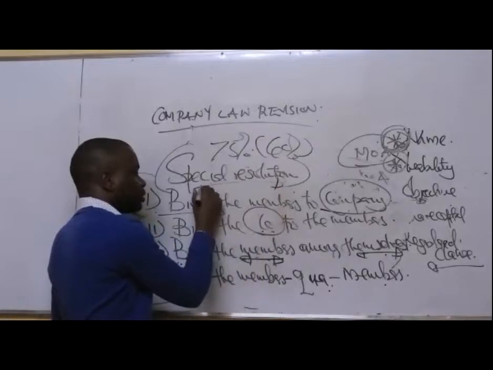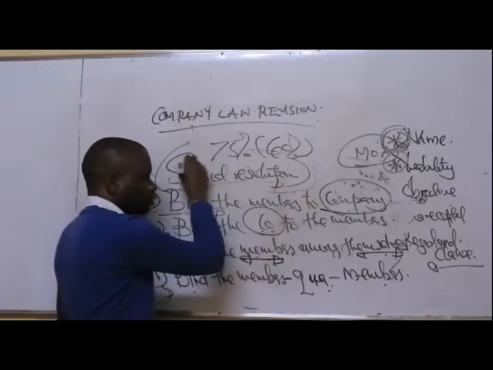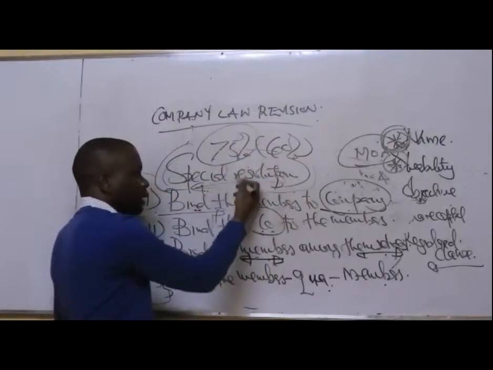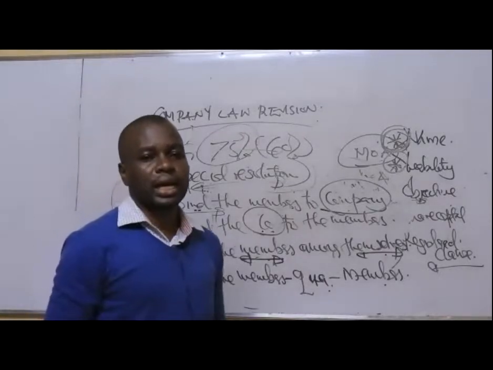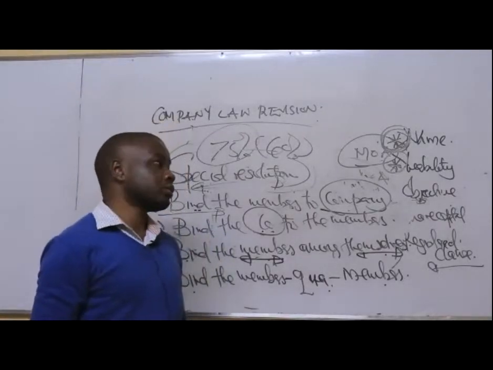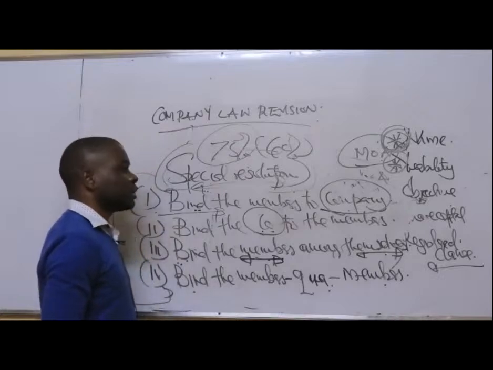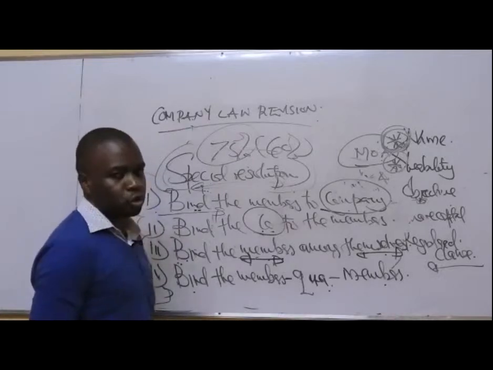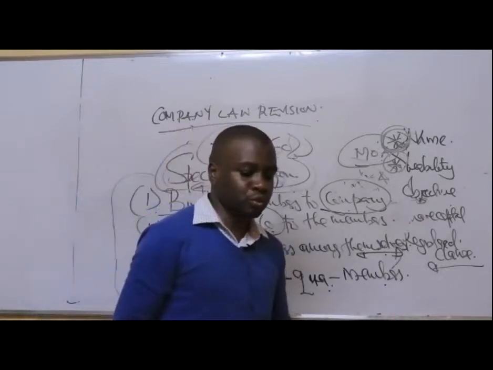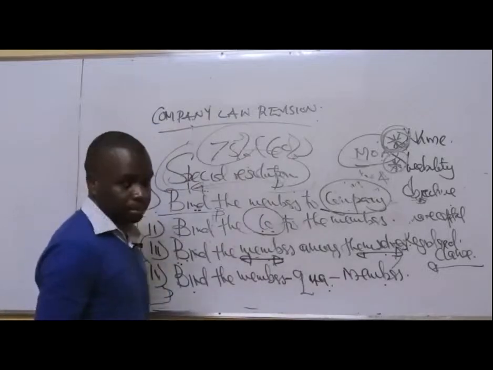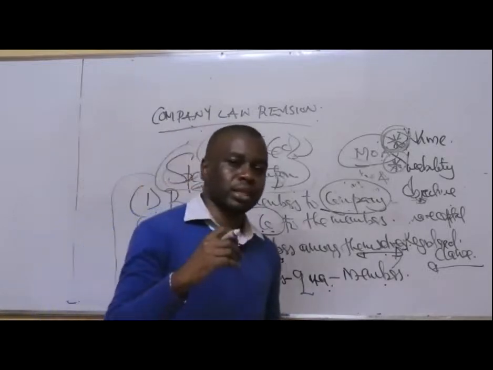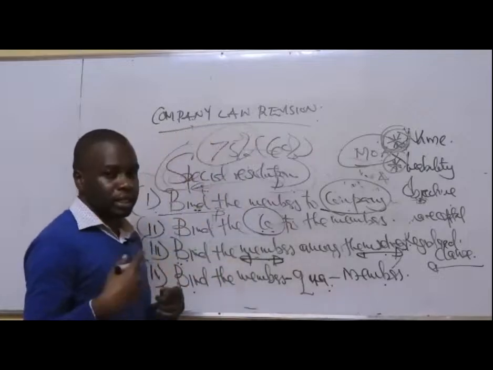So at least 75%. If it is 60, it won't go through. So articles should be altered by a special resolution, approved by at least 75% of members who are allowed to vote at such a meeting. After that, you need to deposit these altered articles with the register of companies. Remember, when you were registering the company, you deposited the articles, but now you've altered them.